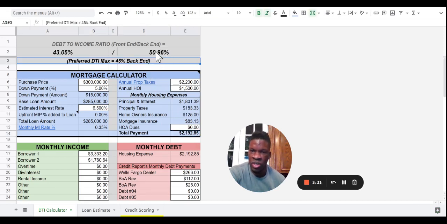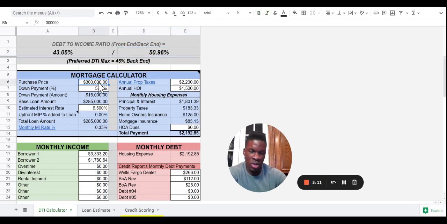So the main thing that you want to pay attention to on this sheet is you want to make sure that your debt to income ratio is not past 45%. This is if you're going conventional. Now, I'll advise you accordingly. If you're going for FHA, this can go up to 57% on the back end. This is your back end debt to income ratio. This is your front end. But if you're going for conventional, you want this number to be under 45%.